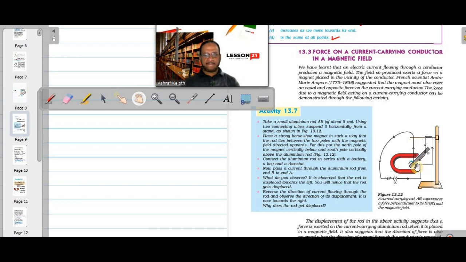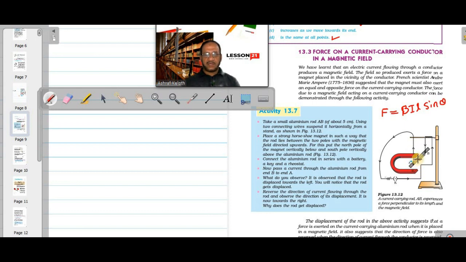If the current in rod AB is increased, what will happen to the displacement? It will increase, because I have given one equation for this. The force acting on this aluminum rod AB is F is equal to B I L sin theta. B is the strength of the magnetic field, I is the current, L is the length, theta is the angle between the direction of current and the magnetic field.